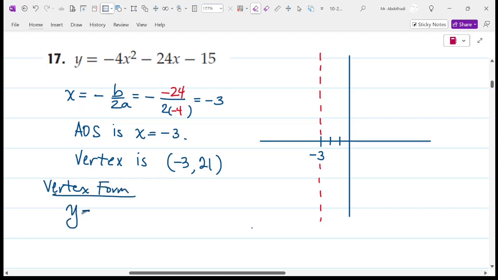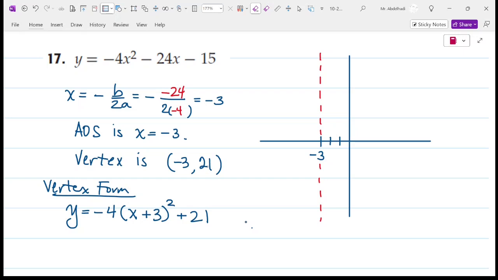y equals, well, a, right, is what? Negative 4. You can lift it from the standard form. It's the same a, right, times x minus what? Negative 3. So it's not x minus 3, it's x plus 3. x minus negative 3 is x plus 3, squared. And then what's the k? 21. Plus 21. There you go. That's vertex form. So if I ask you to just change something to vertex form, and I will tonight on the homework, that's what you're going to do for that.